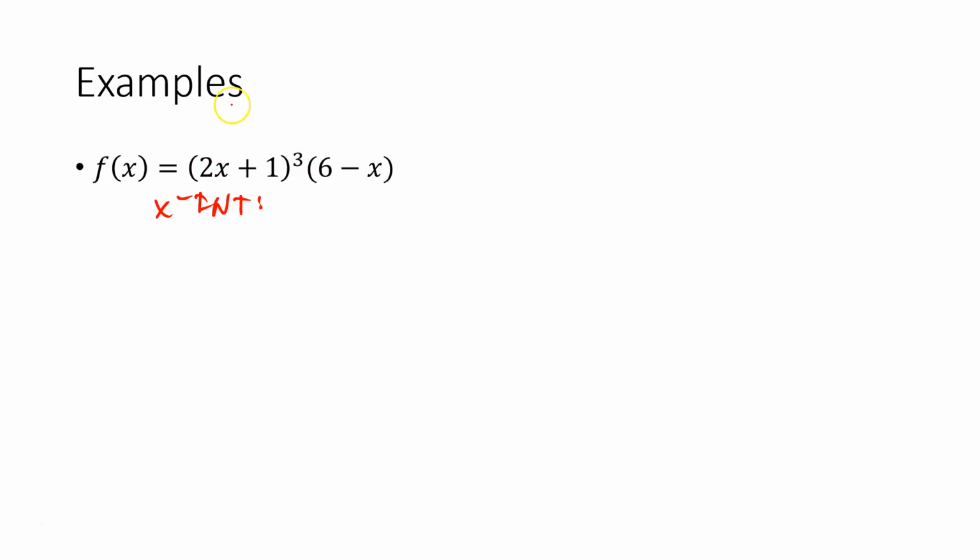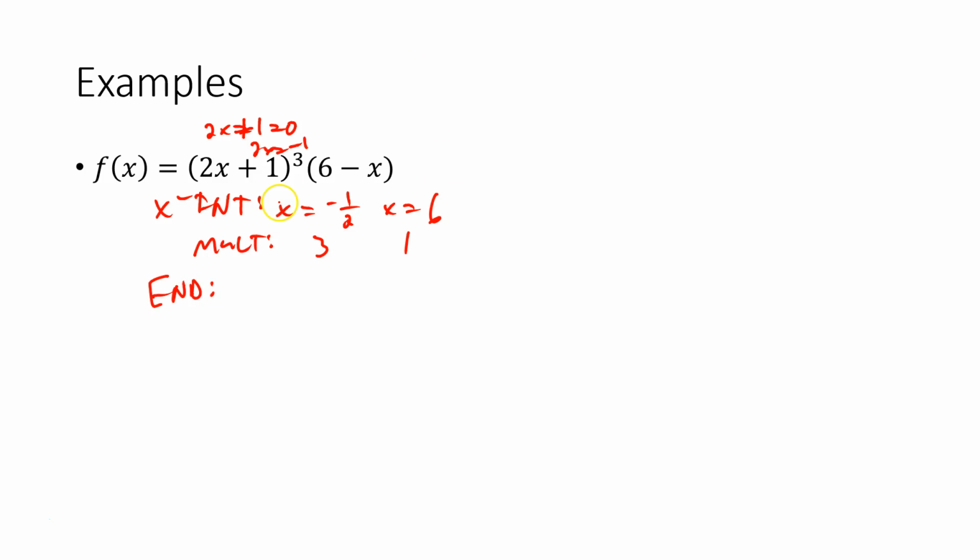X-intercepts: 2x plus 1 equals 0. That only works out if 2x is negative 1, which means x is negative 1/2. And then our other one is going to be x equals 6. Let's think about our multiplicities. Negative 1/2 looks like it has a multiplicity of 3, so it's going to go flat and then pass through. And then this guy over here has a multiplicity of 1. It's just going to go right through.